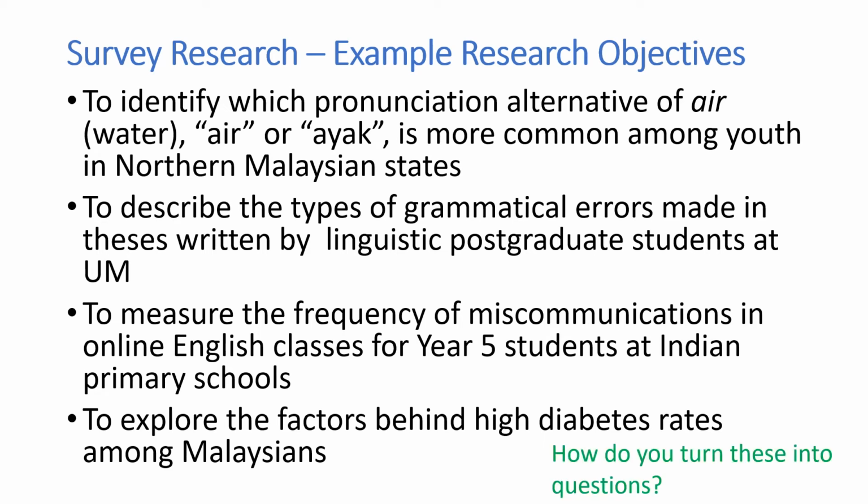How do we turn these into questions? These are very narrow objectives, though an objective is not necessarily always narrow. But in this case, you can convert these imperative statements for objectives into questions. For example, the first one would be, which pronunciation alternative of air is more common among youth in northern Malaysian states? The second one would be, what types of grammatical errors are made in theses written by linguistic postgraduate students at UM? How do you convert the other two into questions? Why don't you try it and we can talk about it next week?